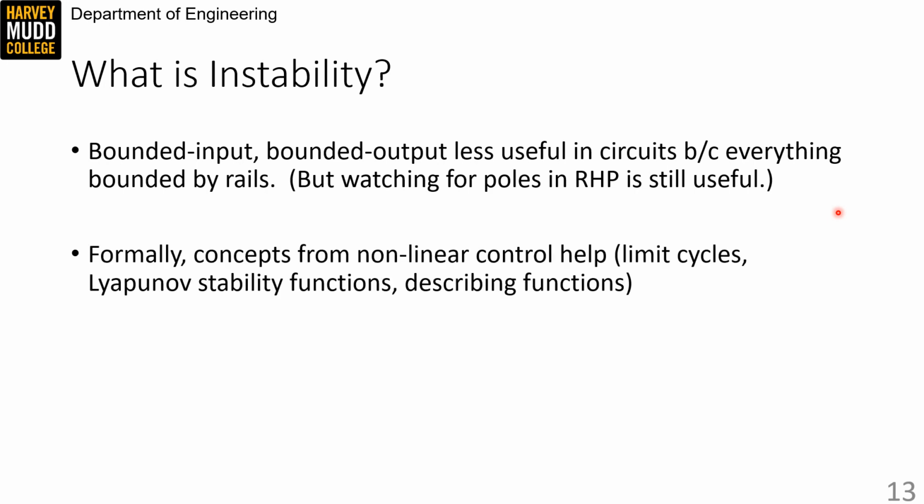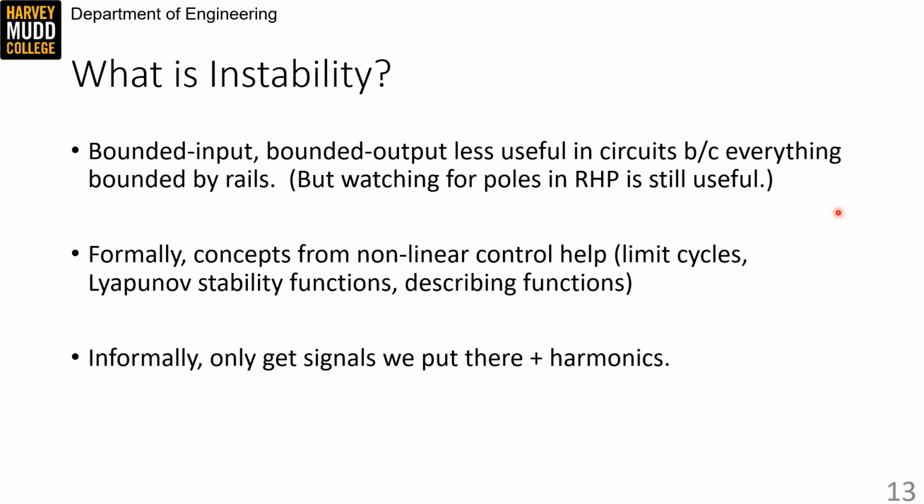Alright, so this act of the signal being bounded by the rails is a nonlinear behavior that our amplifiers exhibit as they fall out of forward active. So linear control theory stops working well for them. Nonlinear control theory has some answers for us. And if you want to really formally describe how amplifiers behave, you can look up some fancy vocabulary words like limit cycles, Lyapunov stability functions, and describing functions. However, we're not going to do that.